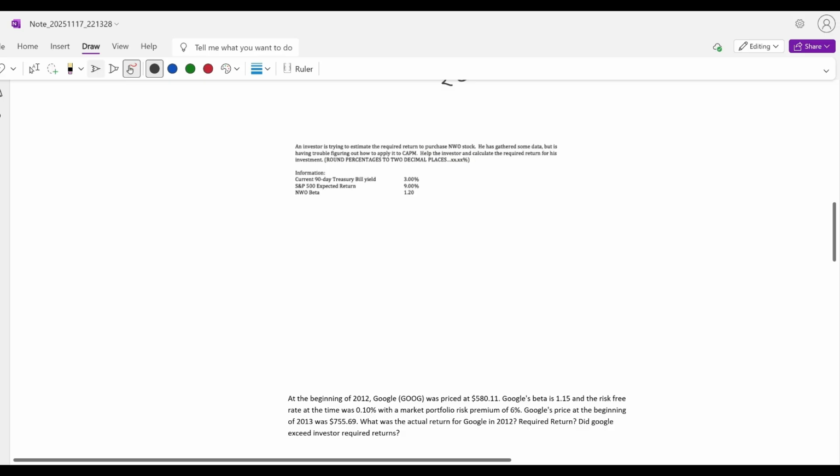So an investor is trying to estimate the required return for a purchase of NWO stock. He's gathered some data, but is having trouble figuring out how to apply it to CAPM. Help the investor calculate the required return for his investment. So like I said earlier, that 90-day treasury yield is your risk-free rate. Those are government bonds or government yields that are almost guaranteed. So that will be your risk-free rate, which is 3%.